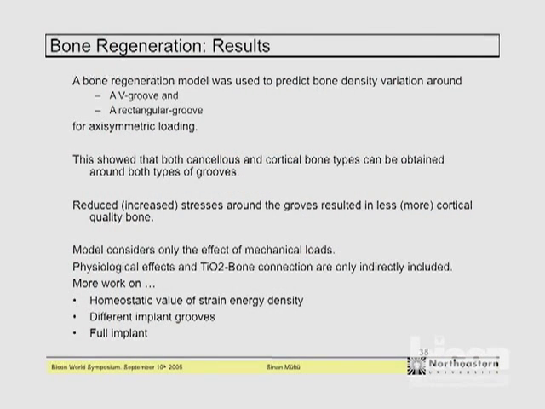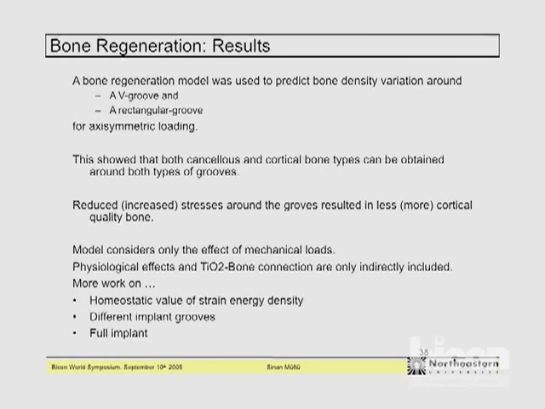So these results all need to be analyzed and compared to histological data, and I look forward to doing those studies. So this is the last slide of my presentation. We used a bone regeneration model to predict bone density variation around a V-groove and a rectangular groove for axisymmetric loading. This showed that both cancellous and cortical bone types can be obtained around both types of grooves. Reduced stresses around the grooves result in less cortical bone quality, like Wolff could have told us about 100 years ago.